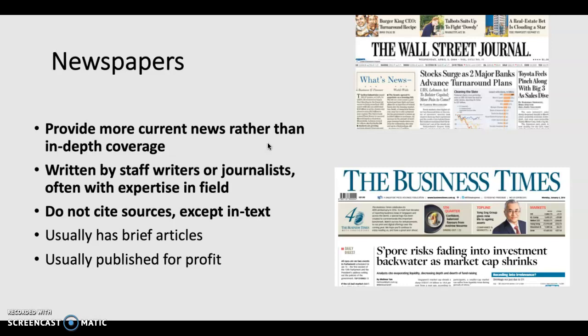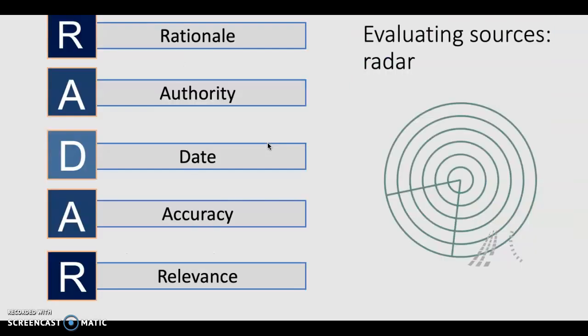So the next thing that we're going to talk about, now that you understand the types of sources, is that we need to evaluate these resources. And we do this with a tool. There are quite a few different types of this type of tool. This one is RADAR, and I think you can kind of get an idea of the different aspects of this.